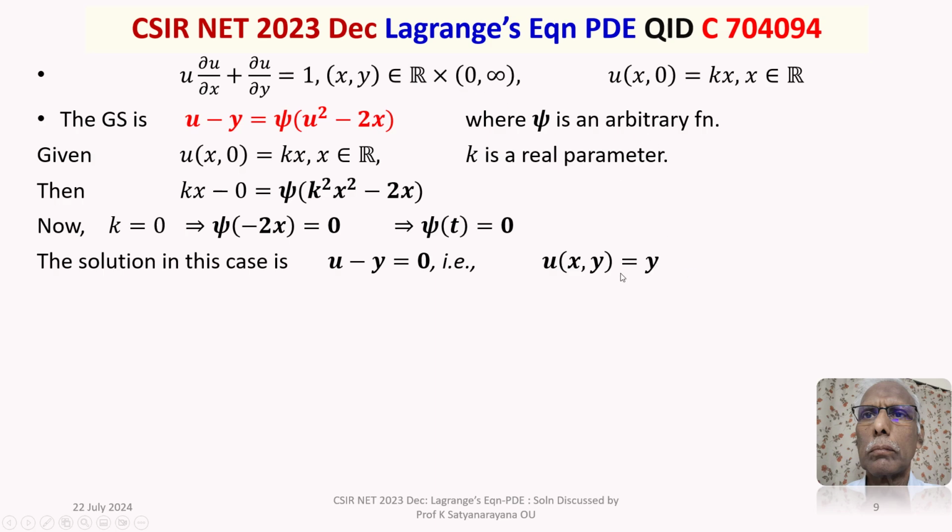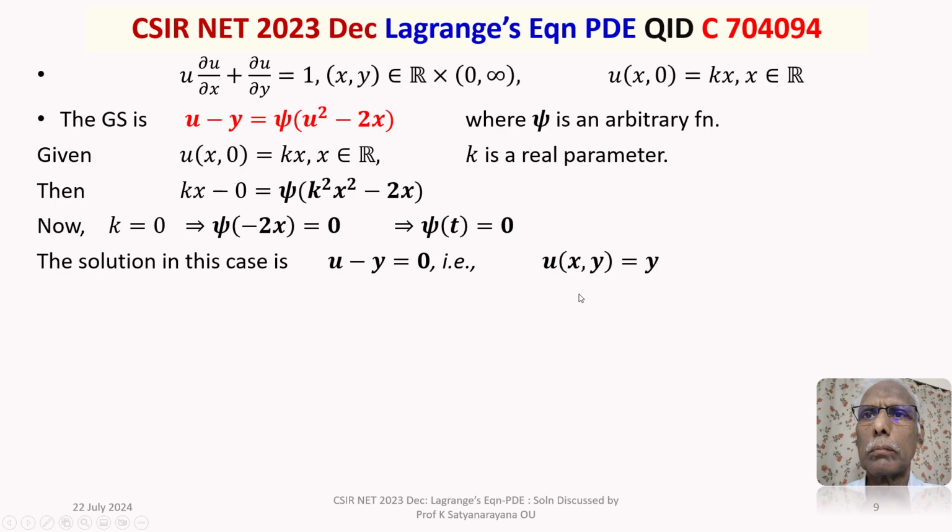The solution exists. And you can verify if you have any doubt. u(x,y) is equal to y satisfies the given partial differential equation. Why? Dou u by dou x is 0. Dou u by dou y is 1. 1 is equal to 1. So it satisfies the differential equation.